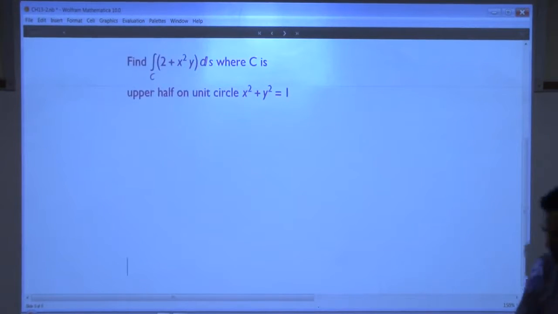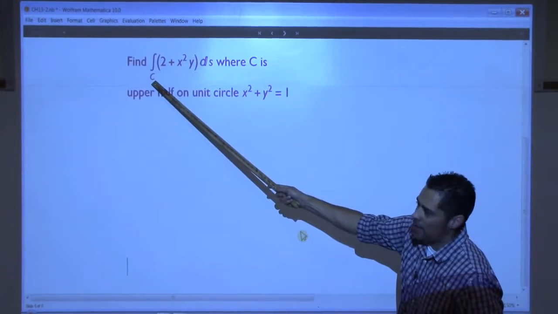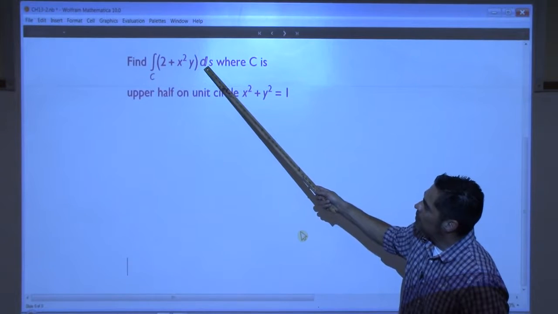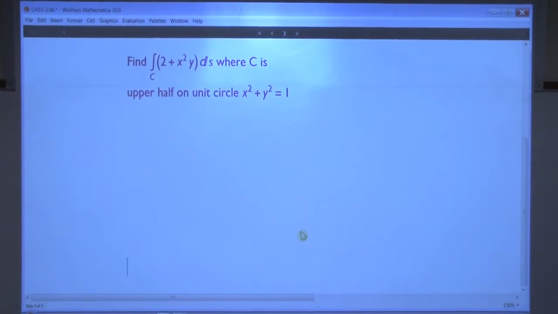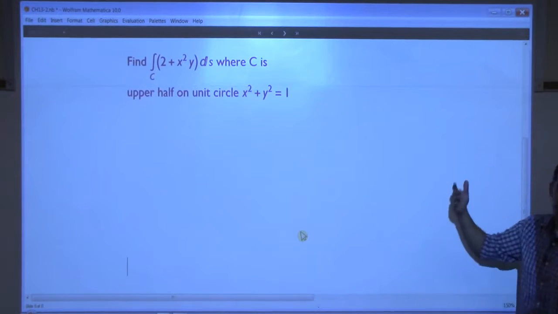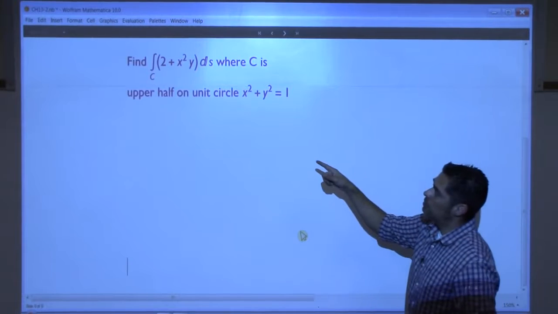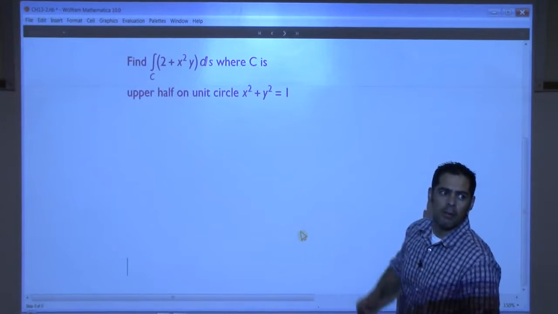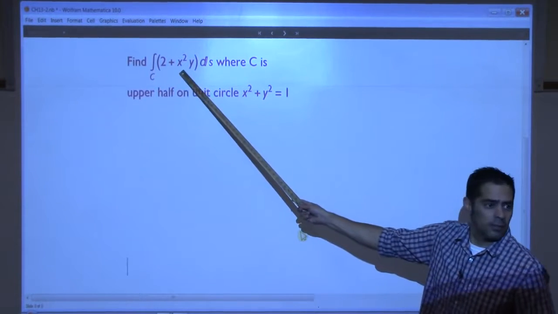All right, find the line integral with respect to arc length over that curve C, where C is the upper half of the unit circle, x squared plus y squared is 1. So we come in here, and the first thing we do is find your, what's that? Don't you gotta find the scalar? Or is that already the scalar? The scalar function, f of x, y, is right here.